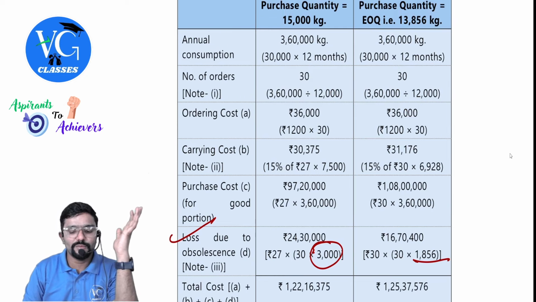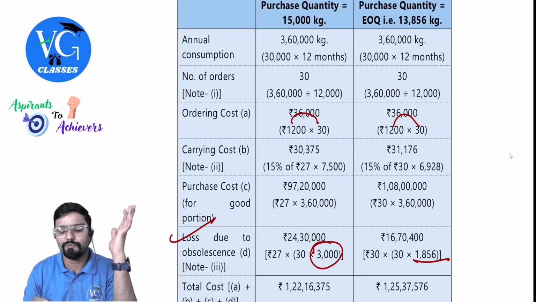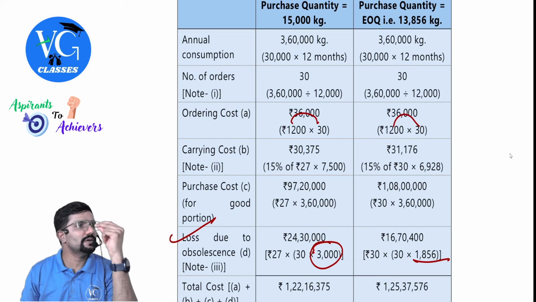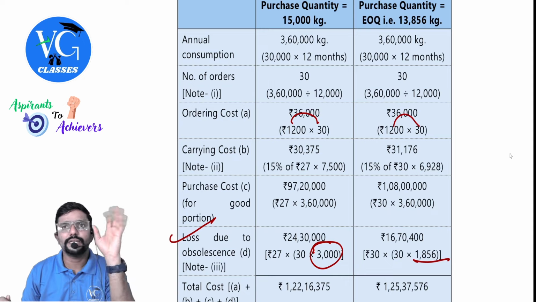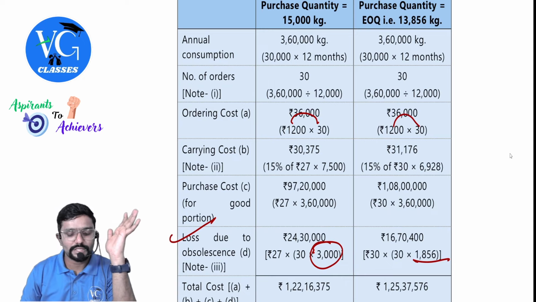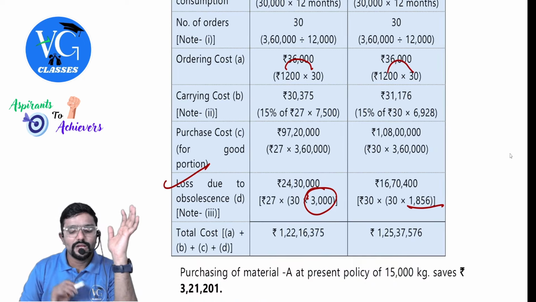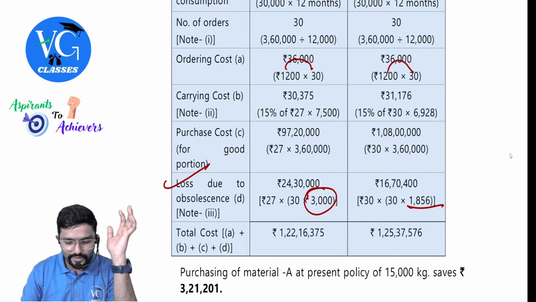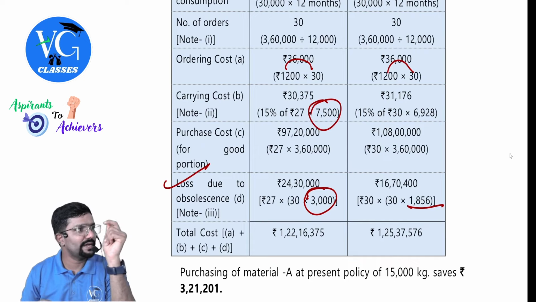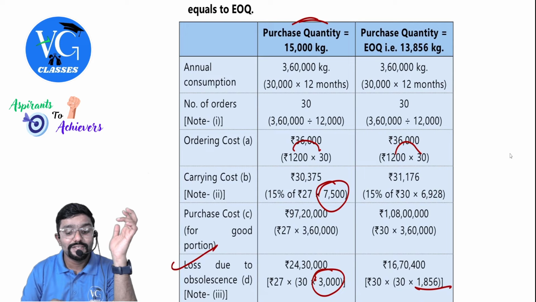Okay, sir. Ordering cost would be how much, sir? 1,200 into number of orders, 30. Okay, sir. Next, carrying cost. Half into. They have already done half here, 7,500. Half of what?